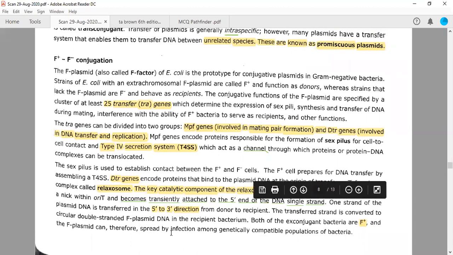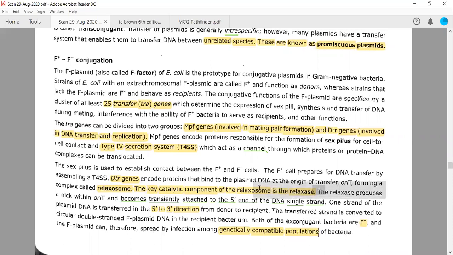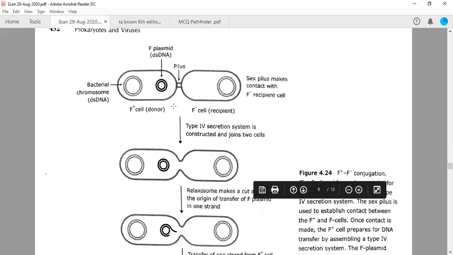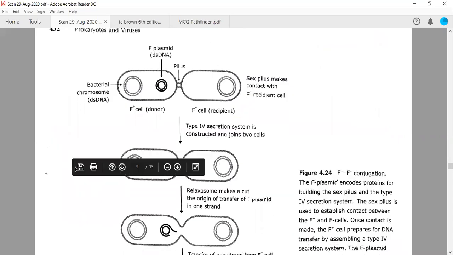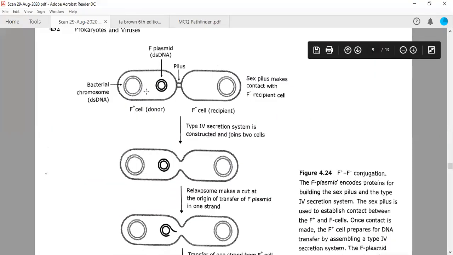Therefore, this will spread. So this is a kind of infection, and it will spread by infection among genetically compatible populations, which are of the same species of bacteria. Now this diagram is depicting how it is happening. So there are two cells, an F positive cell, which has an F plasmid, and second is an F negative cell, which does not have this F plasmid, right?